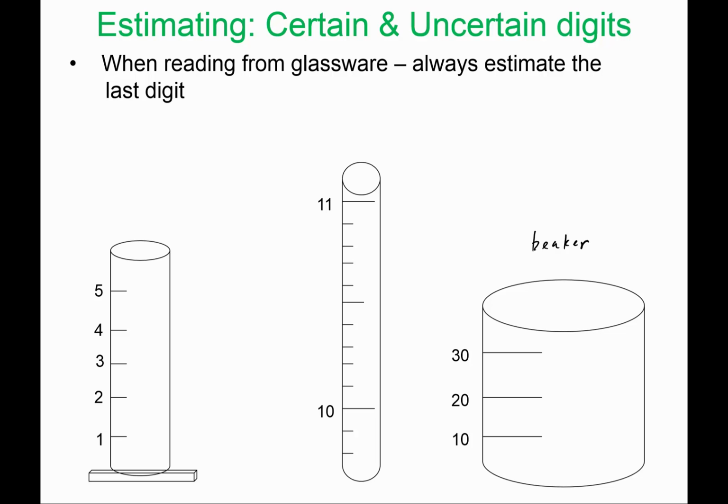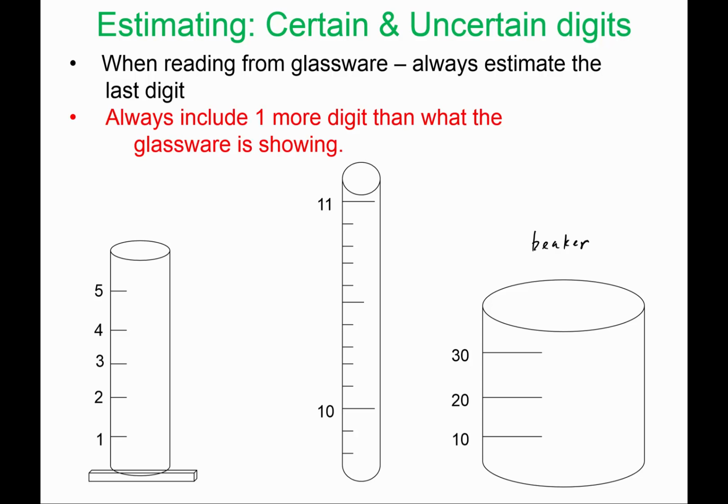And it depends what glassware it is. So I'm using different instruments here. This one is medium size. This one's the skinniest one, so you're going to have the most sig figs on this one. And then this one is the least accurate tool. Actually, the correct word is precise. It's the least precise. So here's the key point: when you're using glassware, you always include one more digit than what the glassware is showing.